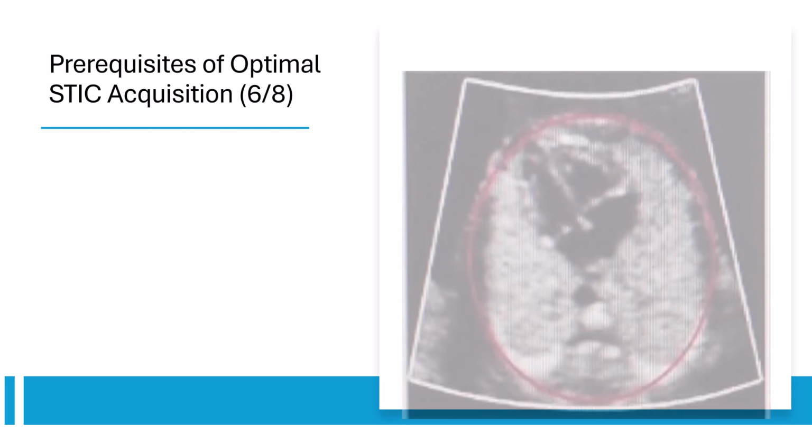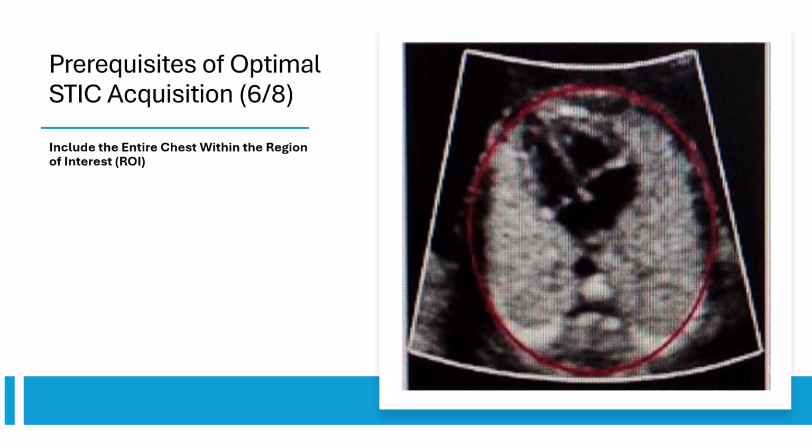It is essential that the region of interest, or ROI, fully encompasses the entire circumference of the fetal chest during acquisition. This guarantees that all relevant structures are captured, ensures proper alignment in the reconstructed views, and prevents anatomical truncation at the edges.